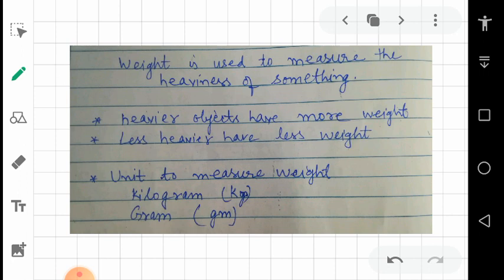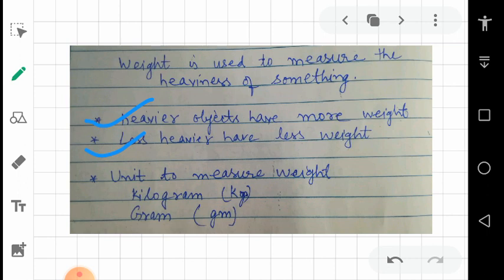For example, when we say something is heavier than another, we can say that a fridge is heavier than a mobile. So this is the measurement of how much heavier something is than another. Heavier objects have more weight, and less heavy objects have less weight.